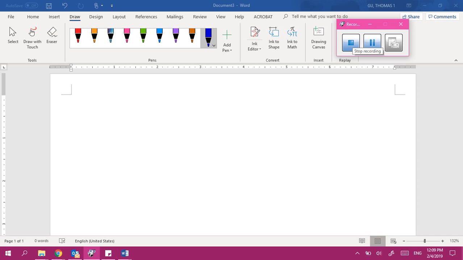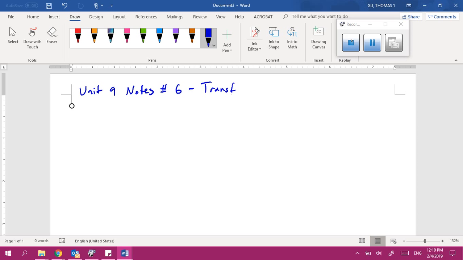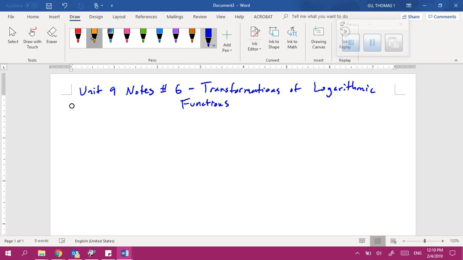This is the last notes for Unit 9. Notes number 6. And this is going to be transformations of logarithmic functions. We're on the blank side, the completely blank side.